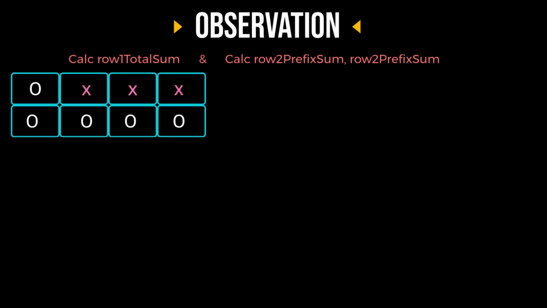Making observations, to simplify calculations, we can use prefix sums for each row. Let's see how this helps. In case 1, after Robot 1 finishes walking and sets the cells in the second row to 0, Robot 2's points can be calculated using the prefix sum of the first row. Points for Robot 2 equals row 1 total sum minus row 1 prefix sum minus A[0][j], where row 1 total sum is the total sum of all elements in the first row, row 1 prefix sum is the prefix sum of all row 1 elements visited till the jth iteration, and A[0][j] is the value of the current cell.